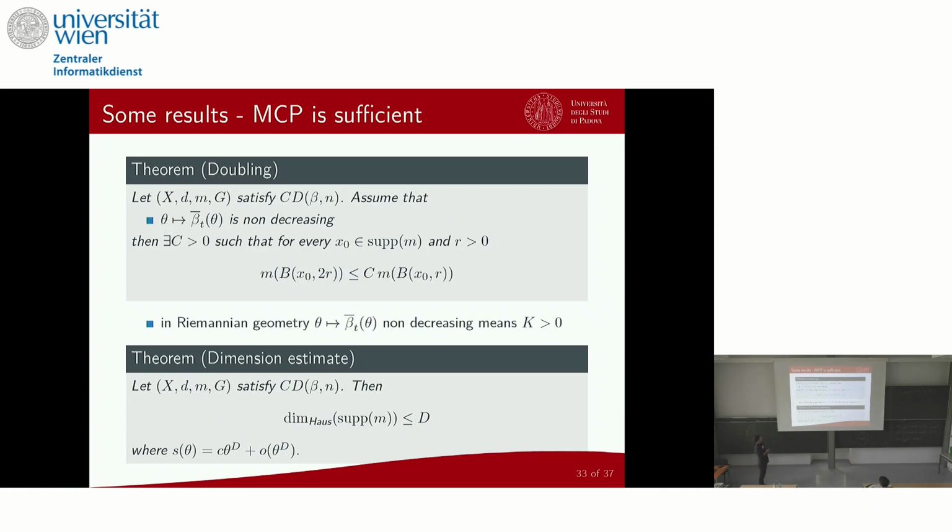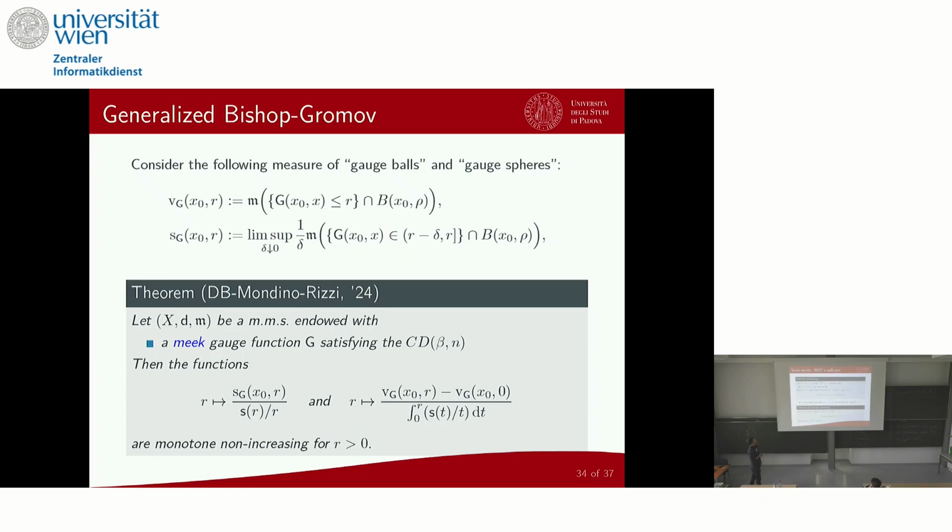You have a dimension estimate. If you have your curvature dimension condition with beta and n, then you have a bound on the Hausdorff dimension of your space, or say the support of your measure, with respect to the d which appears in the asymptotics of S. You can actually prove this also for the so-called geodesic dimension, which I did not show, but you can check.